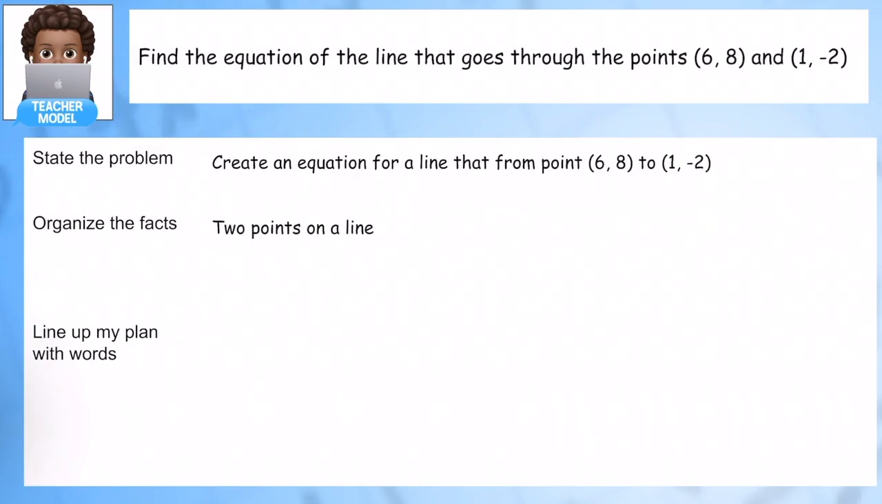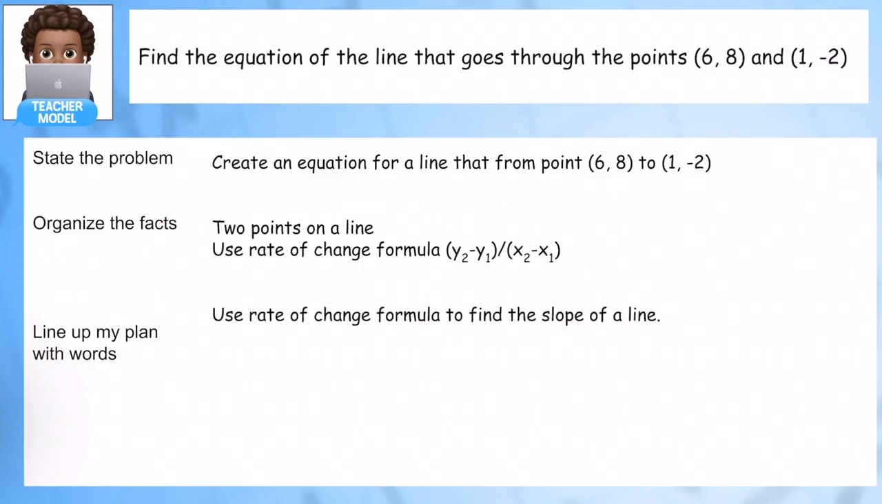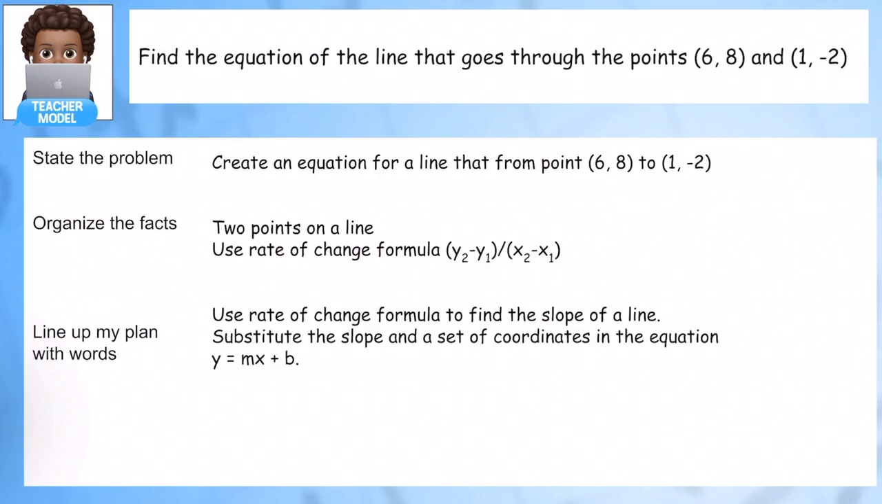Here are the facts. We have 2 points on a line, so we know we can figure out the rate from there, and we're going to use the rate of change formula to figure out the m in the equation. And so then here's the rest of our plan. We're going to use a rate of change formula to find the slope. We're going to substitute the slope and set up the coordinates in the equation. So in other words, I'm going to take either (6, 8) or (1, -2), and I'm going to plug that in for x and y into the equation with m. And then we're going to solve for the unknown.